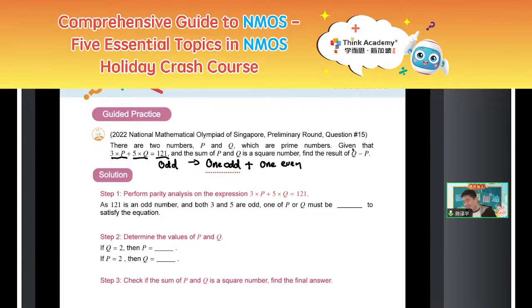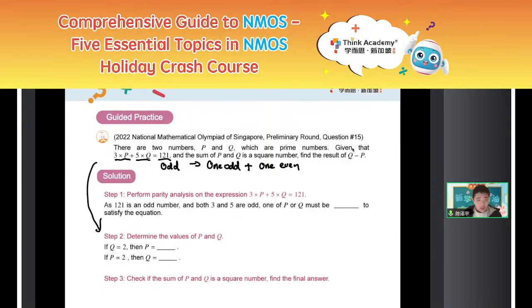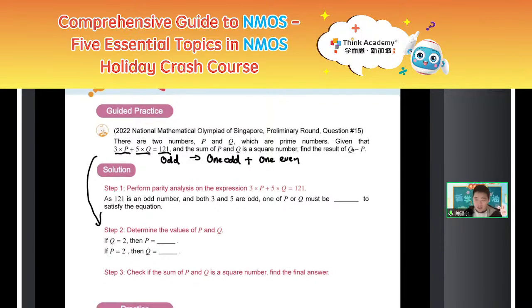Right, so that's why in this question, you'll see that, well, since we know the even prime can only be 2, right? The even prime can only be 2. That's why in the second step, we jump directly to have a try. If P equals 2, if Q equals 2, what happens? And then find out the value of P and Q, right? So actually, the odd even parity can already help us find out the answer of many questions already.